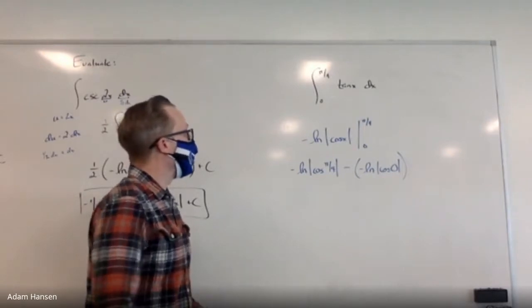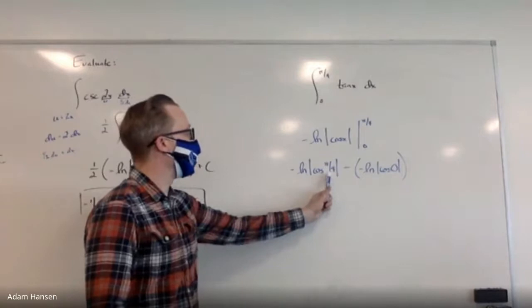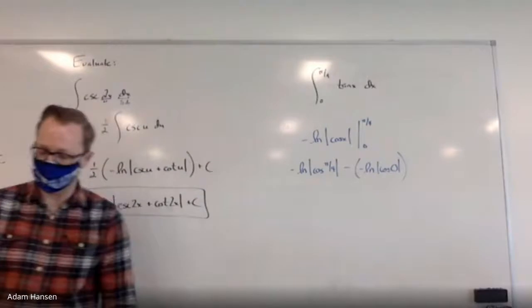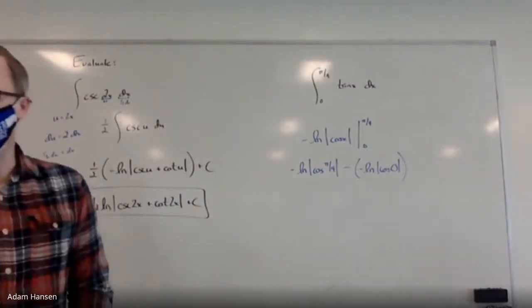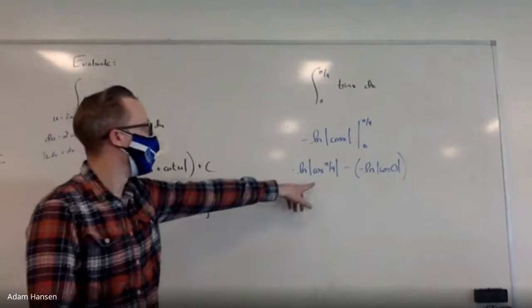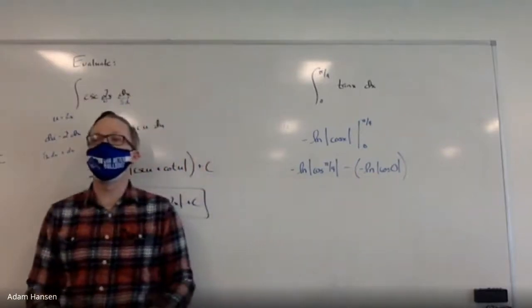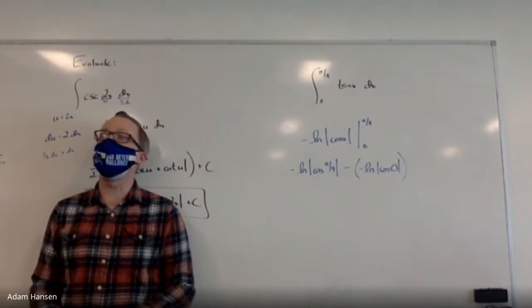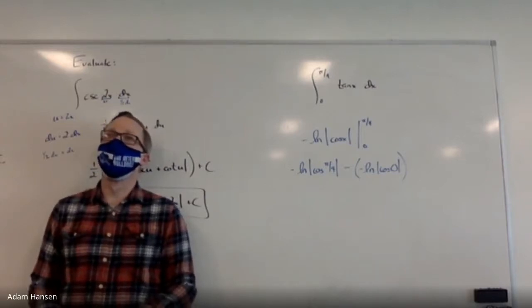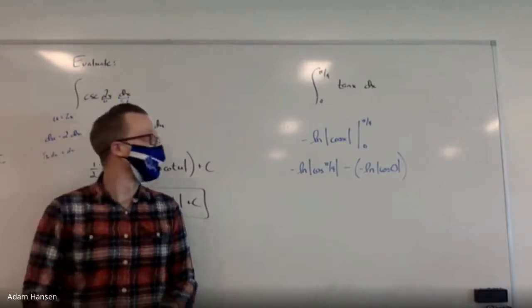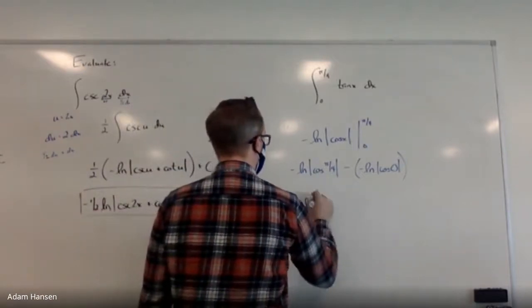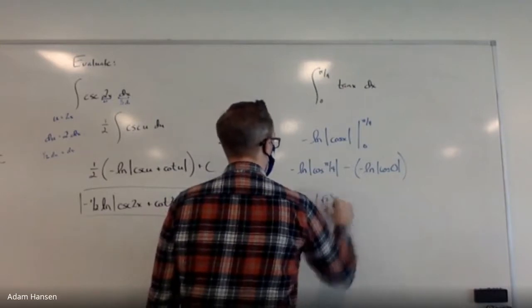Plug in pi over 4 and 0, so negative natural log of the cosine of pi over 4 minus the negative natural log of the absolute value of cosine of 0. Let's evaluate cosine of pi over 4 and cosine of 0. Work from the inside out. And think back to your special right triangles, or you look on the unit circle. What's the cosine of pi over 4? Cosine of pi over 4 is root 2 over 2.